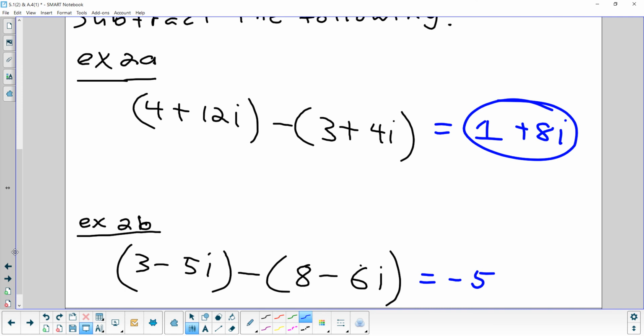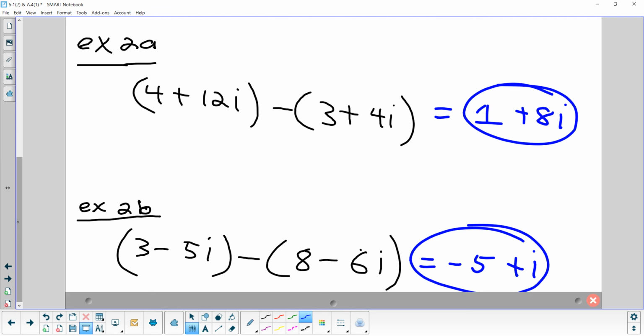That's negative 5 and minus turns into a plus, so negative 5i plus 6i. You can put 1i, or you can just put i, that's the same thing. Any question on that?